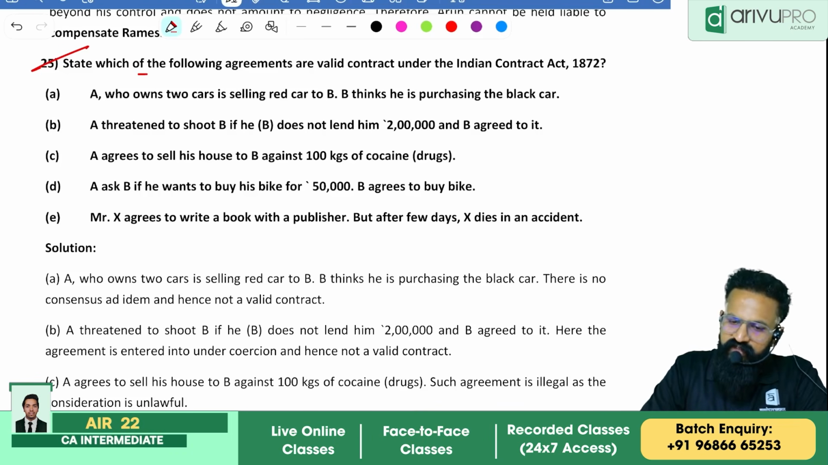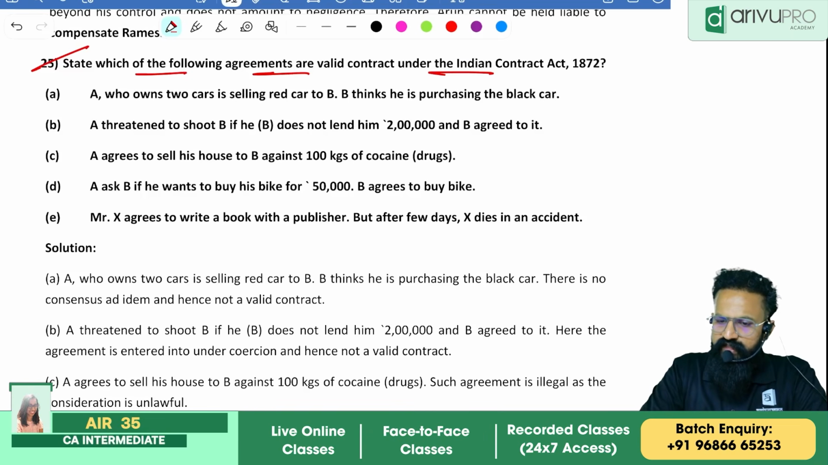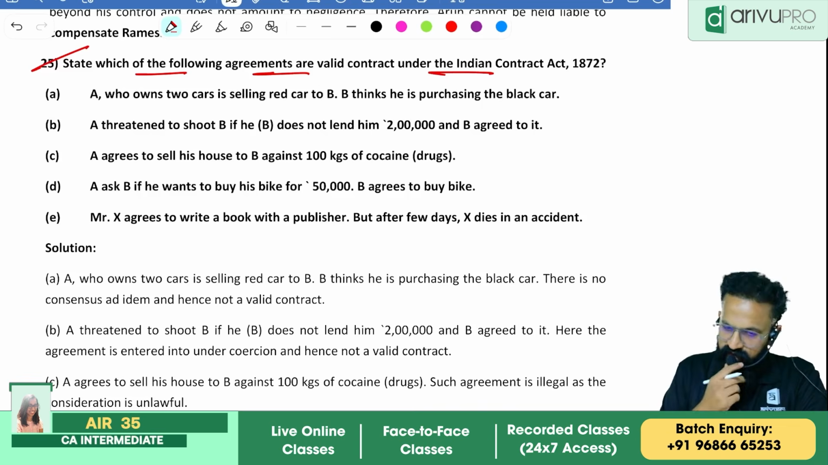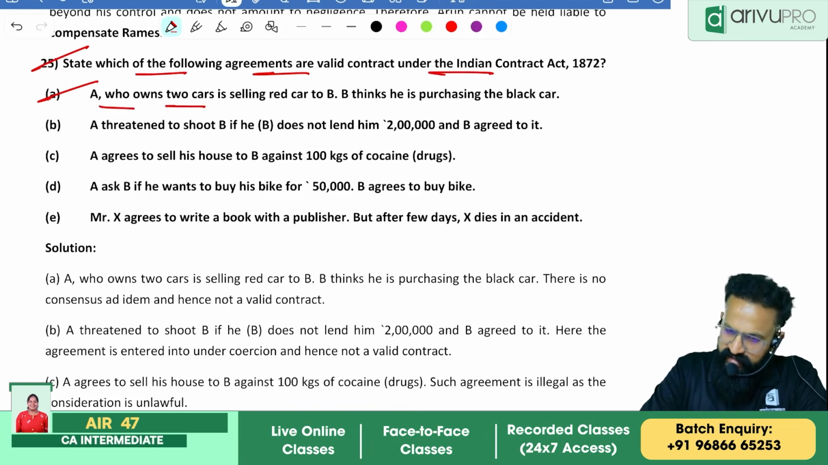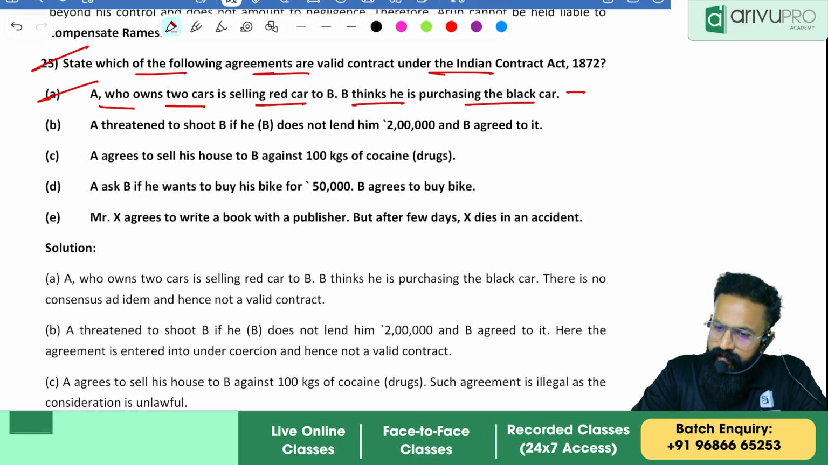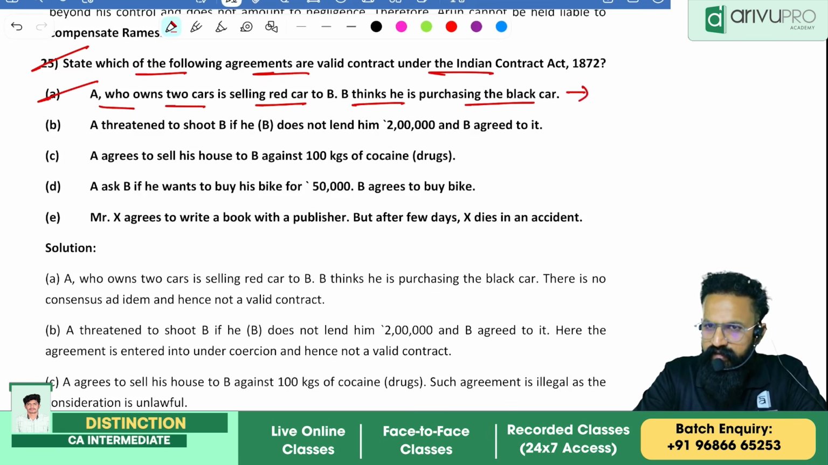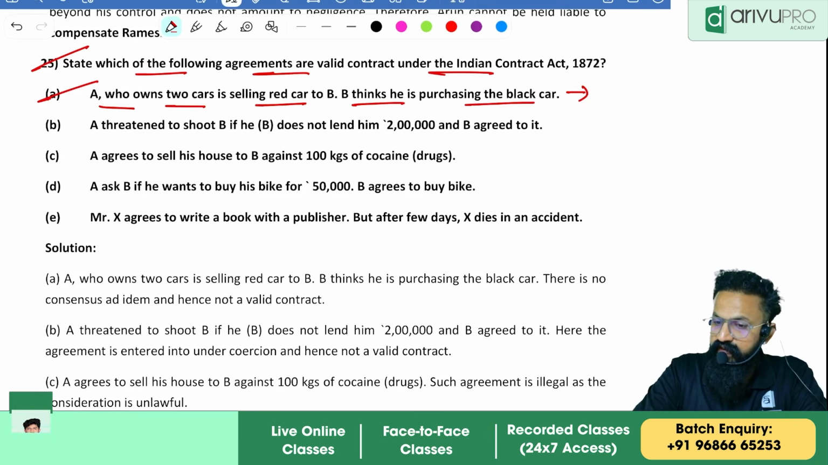Okay. State which of the following agreements are valid contracts under the Indian Contract Act 1872. They're asking which of the agreements are valid. The first one is: A, who owns 2 cars, is selling the red car to B. B thinks he is purchasing the black car. There is no consensus ad idem. This can be answered in multiple ways. This can be considered as the first one. There is no consensus ad idem. That is the first answer you can write.